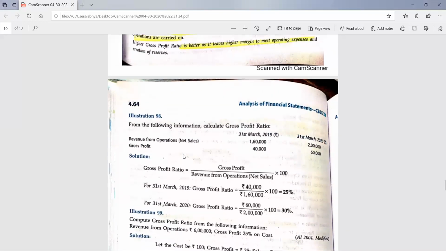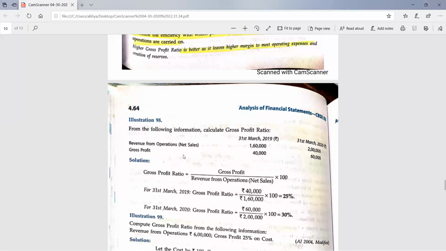Now next. This type of question you have already done in 11th class. I am reading the question. Till then you can start solving it. Compute GP ratio from the following information. RFO 6 lakh and GP is 25% on cost. The GP ratio is already given, so don't get confused. This GP ratio is given on cost. You have to calculate it on sales. So first of all, you have to consider the formula which we were earlier using.